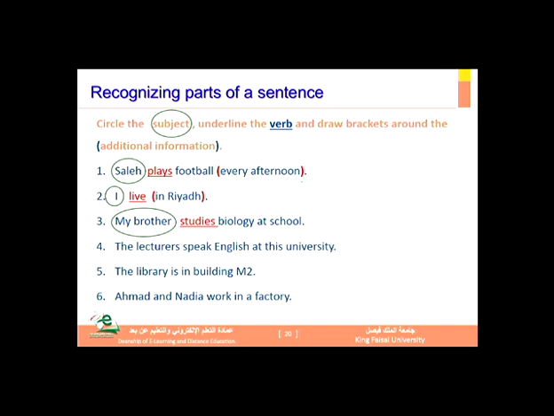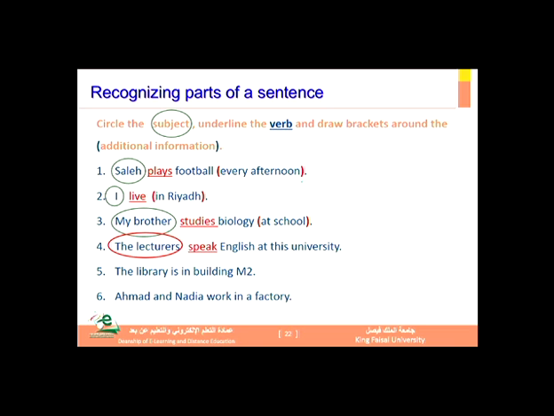Where does he study? He studies at school, so we put brackets around the additional information at school. Sentence number 4, the lecturers speak English at this university. So we have a sentence. Where is the doer of the action? Where is the subject? It is the word the lecturers. What do they do? Where is the verb?